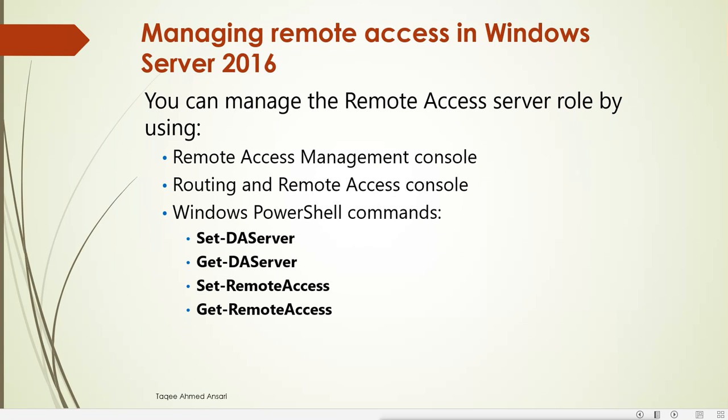We can use Windows PowerShell also to do the configuration or see the configuration by using these commands like Set-ADFSServer, Get-ADFSServer, Set-RemoteAccess, Get-RemoteAccess, and DA, DirectAccess. DA means DirectAccess. To get the information, Get-DAServer, to set the DA server, Set-RemoteAccess, we can set the routing features. So we can use this Windows PowerShell command also to manage it.